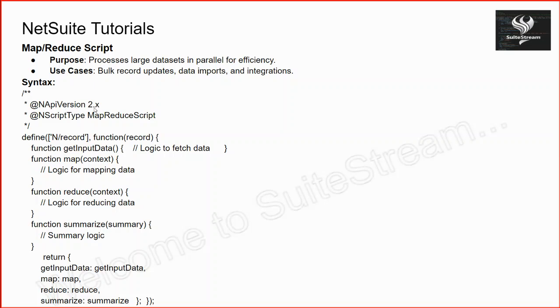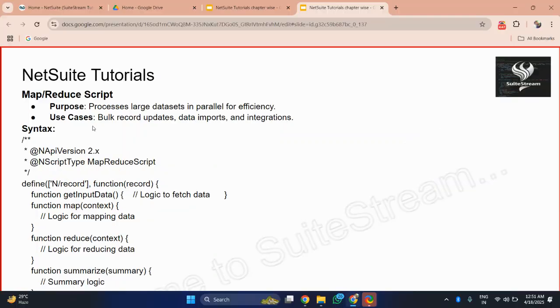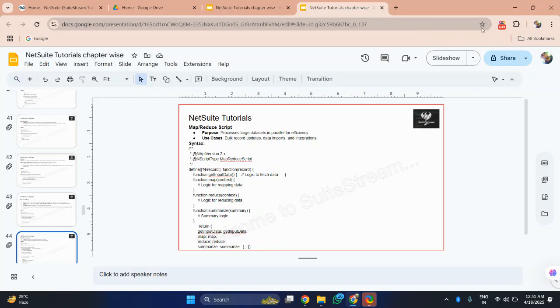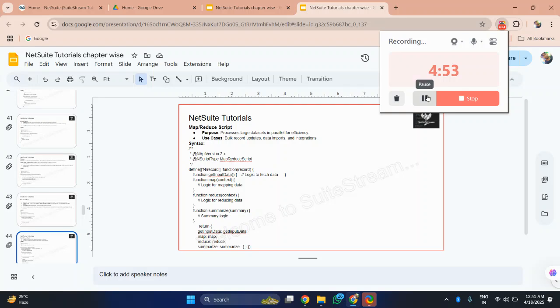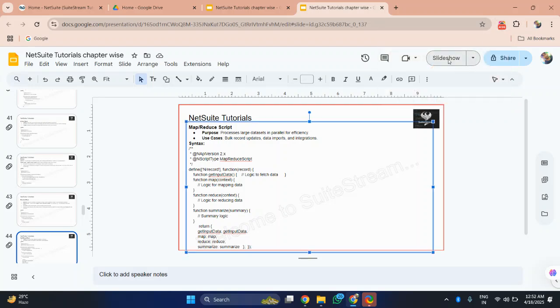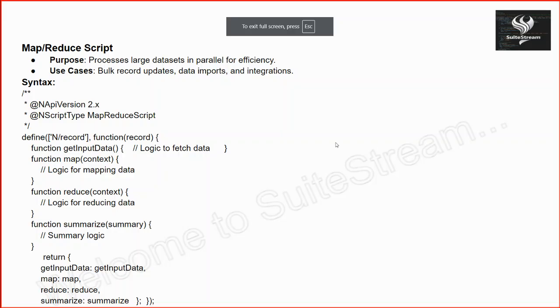this is the API version, and this is the script type. In the map reduce script, we have four main functions: the getInputData function, the map function, the reduce function, and the summarize function.